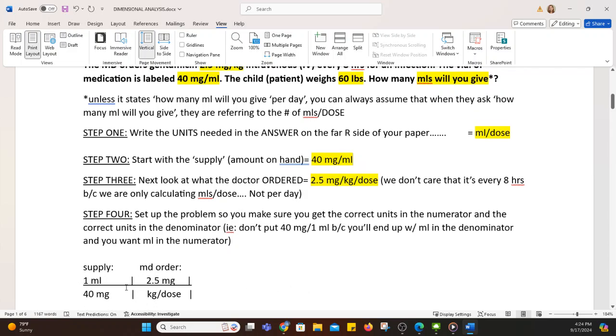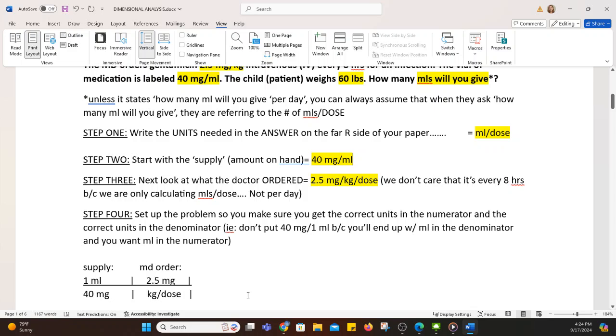So I wrote down, since we know we need to have milliliters on the top, then when I take the supply that we started with, this 40 milligrams per mil, I better flip it upside down and have the mils on the top and the milligrams on the bottom. Otherwise, I'm never going to be able to get milliliters on the top if I don't start that way. So that's the way I'm going to set up the problem. 1 mil over 40 milligrams is the supply. And then we have that the doctor ordered 2.5 milligrams per kilogram per dose.